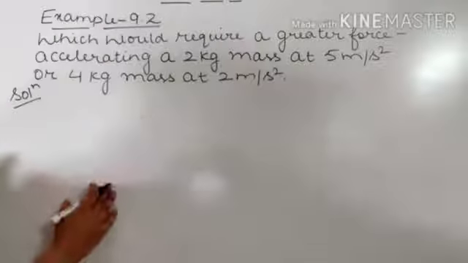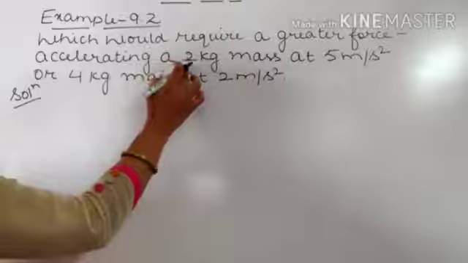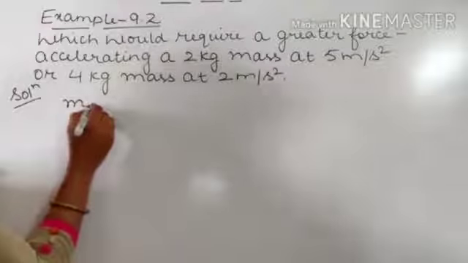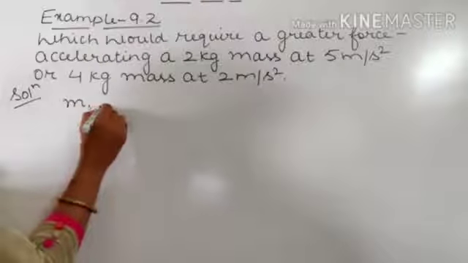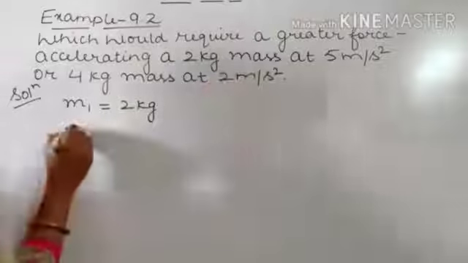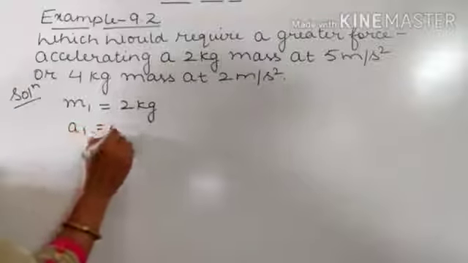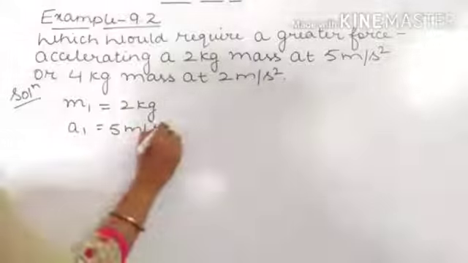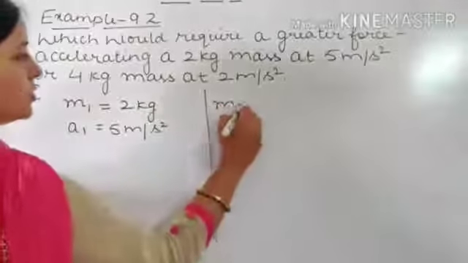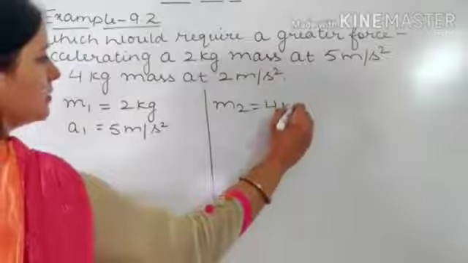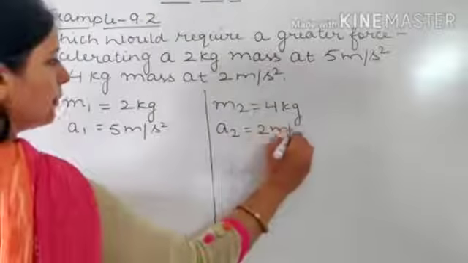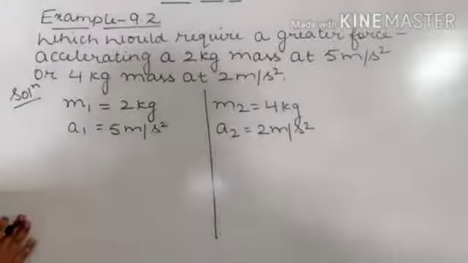Which force is greater? So see, if we talk about the first mass, I am representing mass of the first body by M1, that is 2 kg. And acceleration A1 is 5 meters per second square. And for the second mass M2, 4 kg. And acceleration is 2 meters per second square.